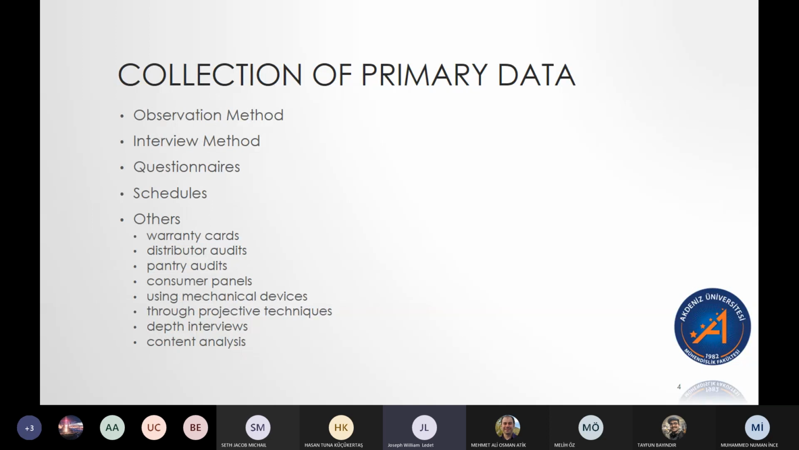So there are lots of different ways that we can do observation. We could be an external observer that's not really a participant in what's going on. We could also be an internal observer, a participant in the group that we are studying.